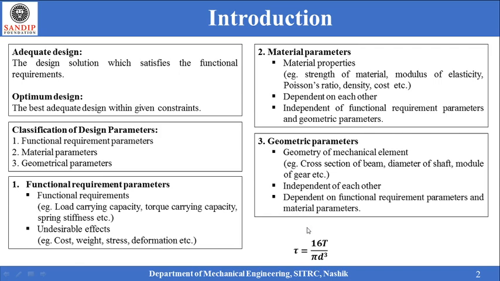Let us take the example of the torsional formula which is used to calculate torsional shear stress in a shaft. Tau is equal to 16T upon pi d cube, where tau is the shear stress induced, T is the torque applied, and d is the diameter of the shaft. Rearranging this equation, we get T equal to tau pi d cube upon 16.